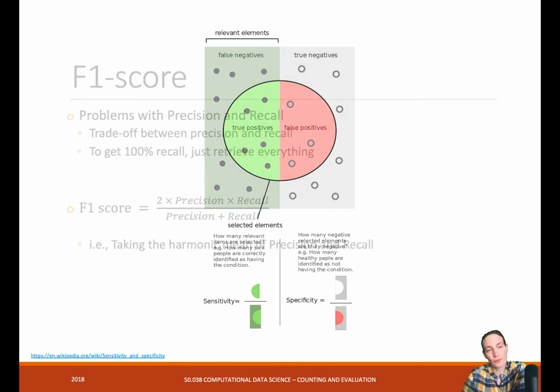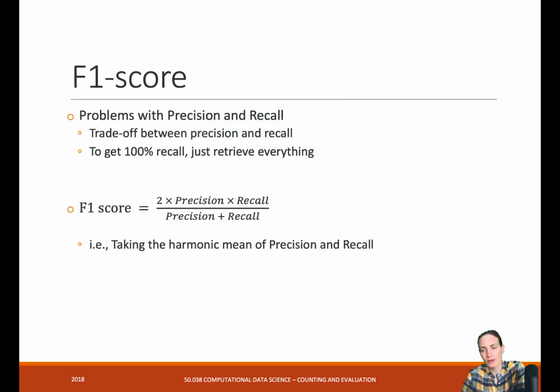All right, so what should we optimize for? Recall or precision. Basically, if you don't know and both are important to you, use the F1 score, which is basically the harmonic mean of precision and recall. Right, because between precision and recall, there's always a trade-off. If you have 100% recall, you just retrieve everything, just as in the example that we had above.